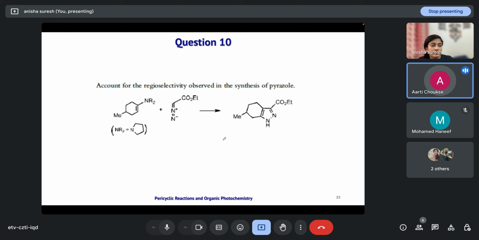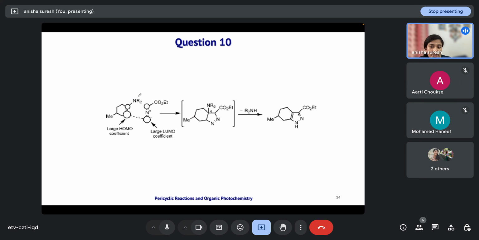NR2 is a strong electron releasing group. So this will be electron releasing, and this center will be the electron rich center of this dipolarophile. And here CO2Et is the electron withdrawing group, and this center will be the electron deficient center. Okay, so this is the explanation.